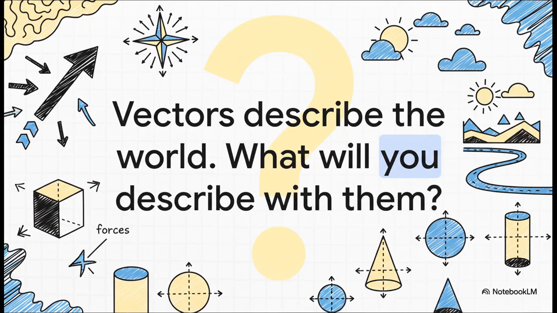So from the stars, to video games, to the buildings we live in, vectors are the language we use to describe our 3D world. They're the fundamental building blocks. And the cool thing is, once you start to understand this language, you really do start to see it everywhere. So the only question is, what will you use it to describe?